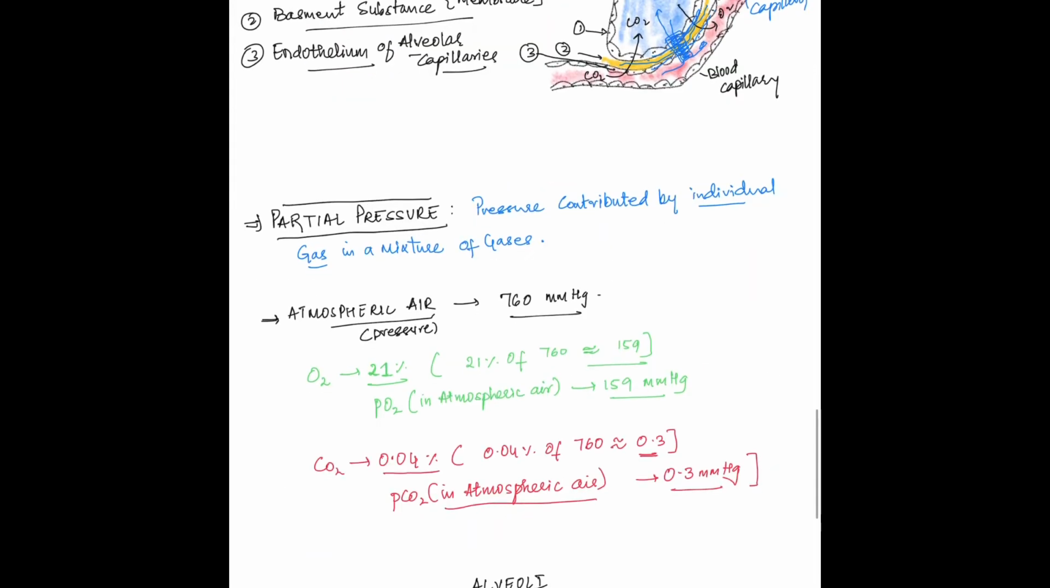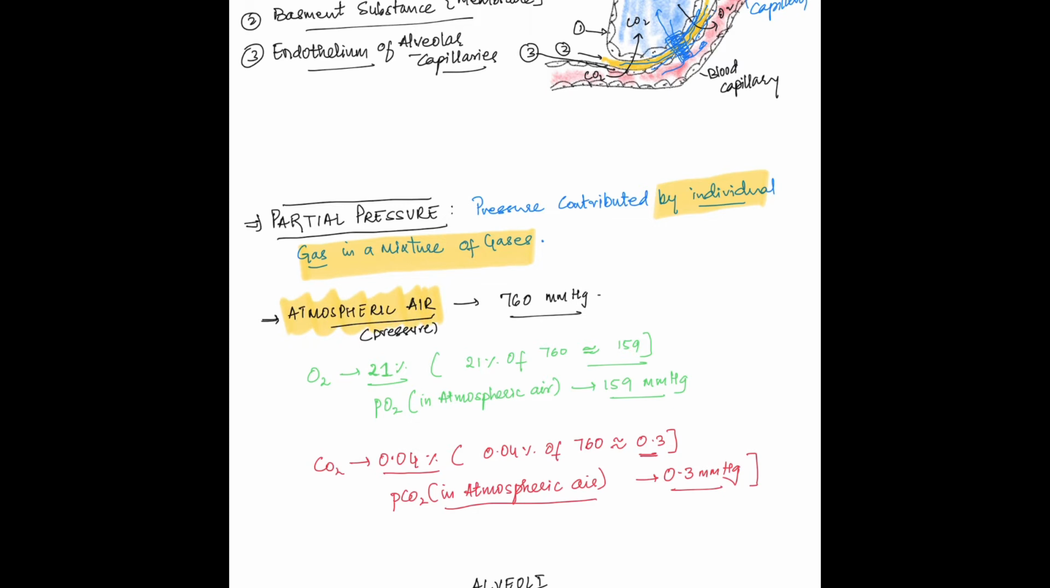Let's discuss a concept of partial pressure. It is the pressure contributed by individual gas in a mixture of gases. Atmospheric air is a mixture of gases like nitrogen, oxygen, carbon dioxide, argon, helium, hydrogen, and many other gases. So in the atmospheric air, the pressure exerted by nitrogen is the partial pressure of nitrogen, pressure exerted by oxygen is the partial pressure of oxygen, and pressure exerted by carbon dioxide is the partial pressure of carbon dioxide, and so on and so forth.